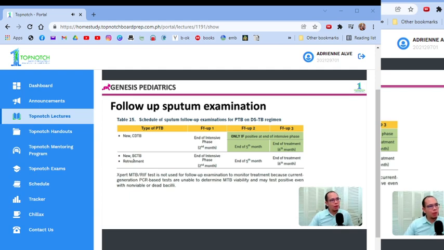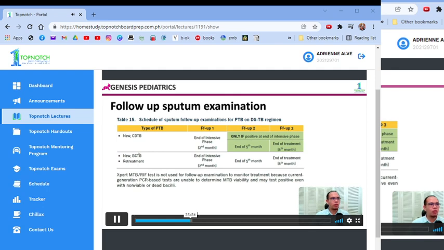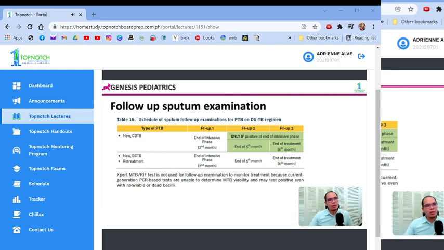Okay? What about for new bacteriologically confirmed? So for bacteriologically confirmed or 4-week treatment, tatlo talaga yung follow-up. End of intensive phase, end of 5th month, end of 6th month. Okay? Your GeneXpert is not used for follow-up examination. Okay? Because current generation tests are unable to determine viability and may test positive even with non-viable or dead bacilli.